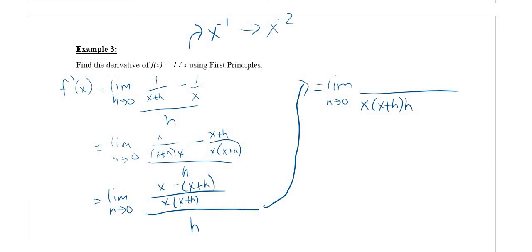But up top, we have x minus x plus h, which becomes x minus x minus h, so the x's cancel. So that becomes minus h over x times x plus h times h.